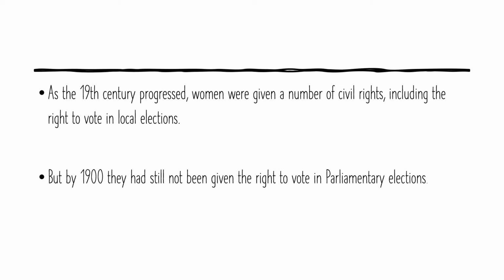The working man got the vote in the parliamentary election in the late 1800s. So why could women not then vote by the 1900s? If they could vote in the local elections, why not in the parliamentary elections? And they started to question it more and more at this time.